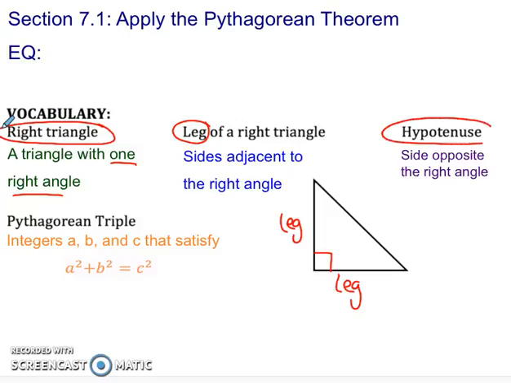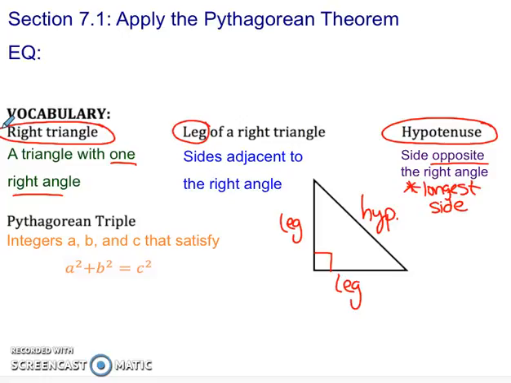Then you have the hypotenuse. The hypotenuse is always opposite of the right angle. So in this picture, my hypotenuse would be this side. The hypotenuse is always, note to self, the longest side of a right triangle.